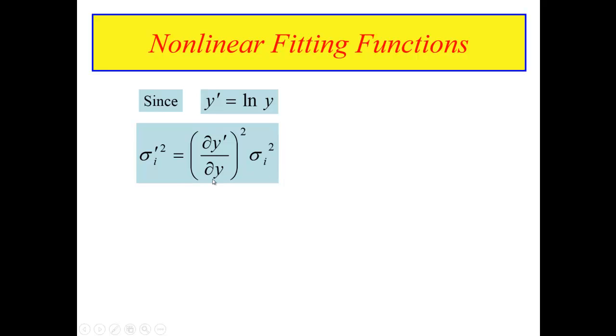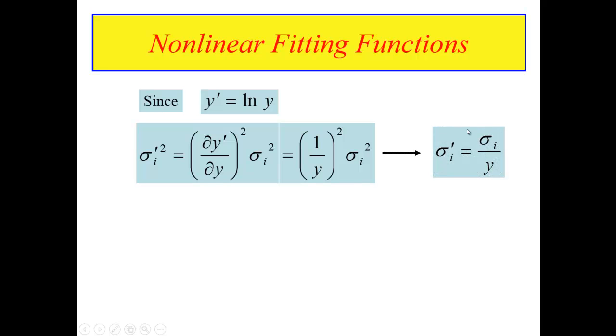And all we really need to do in order to complete this process is calculate that partial derivative. So the partial of y prime with respect to y is 1 over y. And then when we take the square root of both sides of this equation, from our originally estimated or measured uncertainties in y, we would just divide each of those by the y value to get the uncertainties in y prime. And when we do the linear least squares fit, that would then give us values of the parameters c and lambda along with their errors that would be the correct values.